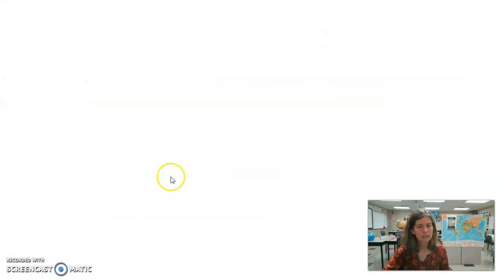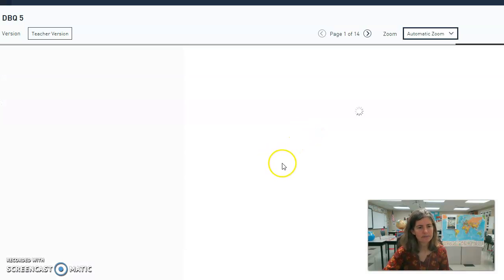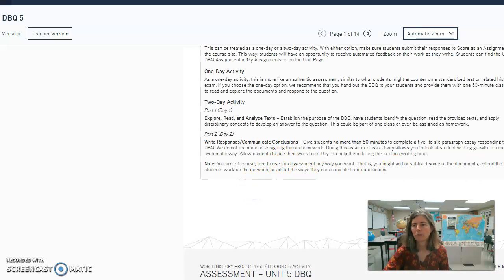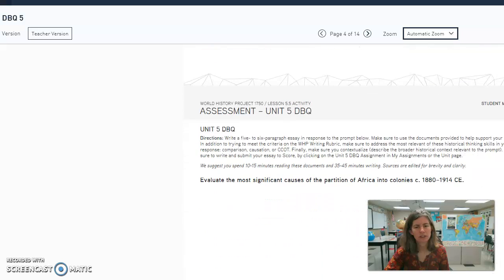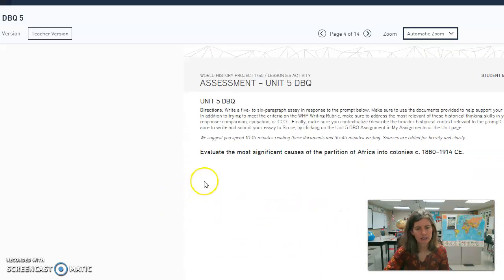All right, so what's the question for this week's essay? The question is usually on page 3. Of course, you're going to read all these instructions at your leisure. Evaluate the most significant causes of the partition of Africa into colonies. 1880 to 1914, Common Era.